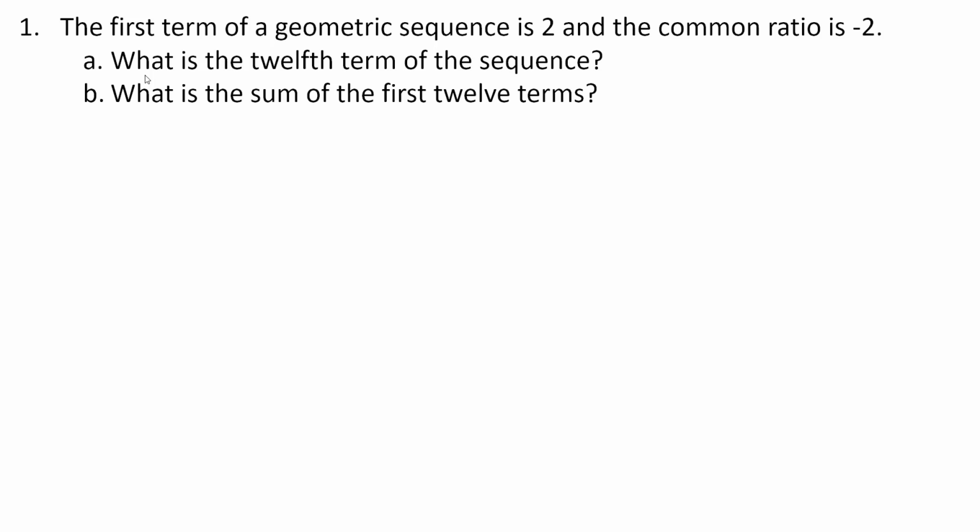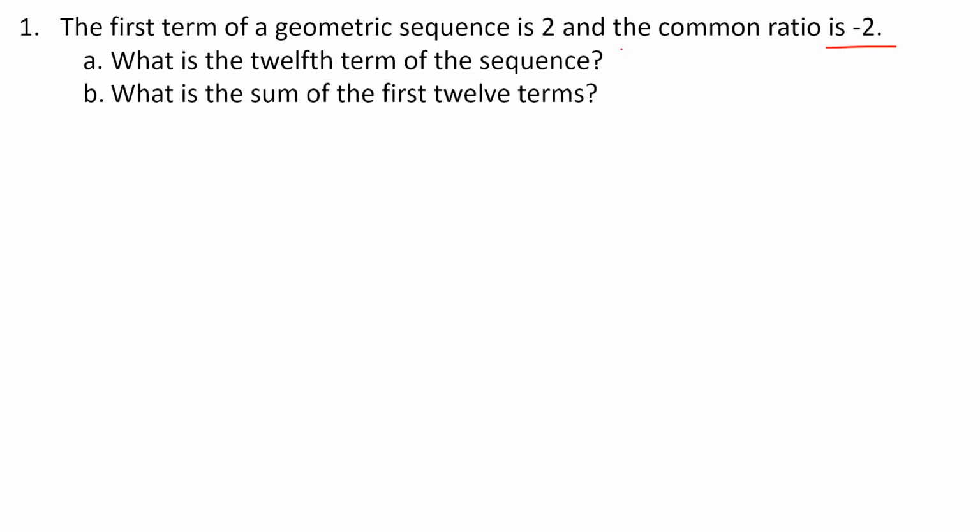All right, so you have to remember that a geometric sequence means that as you go from term to term, you multiply by a common ratio. Remember, the arithmetic sequence is the kind of sequence where you add a common difference. But for a geometric sequence, you are multiplying by the common ratio.